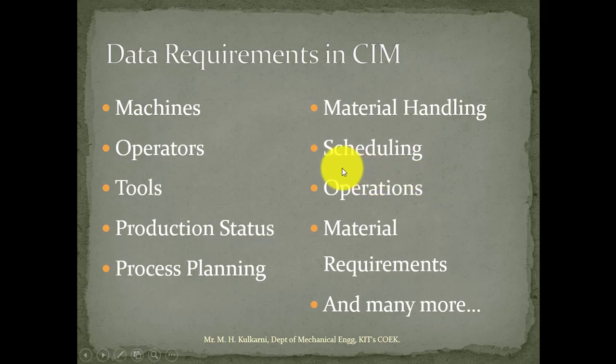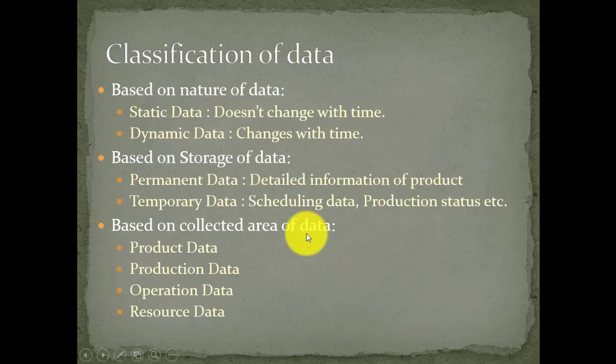Then you can say operations data. Operations data is nothing but what are the different operations we have to perform, what is the material required for a particular operation, and many more. So many types of data are required in computer integrated manufacturing, and we can make some classification of these kinds of data. So let us understand this classification of the data.